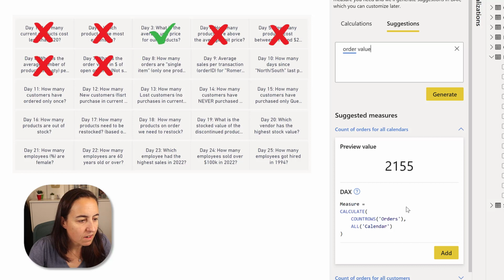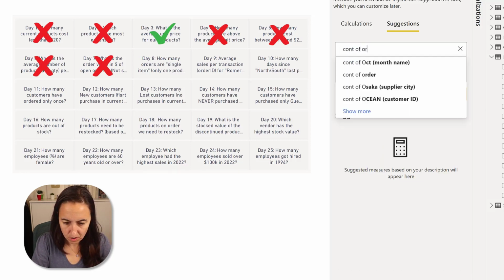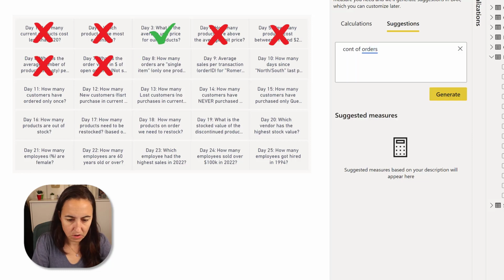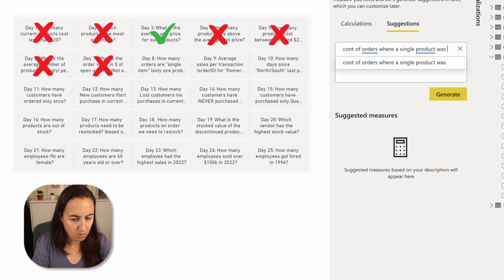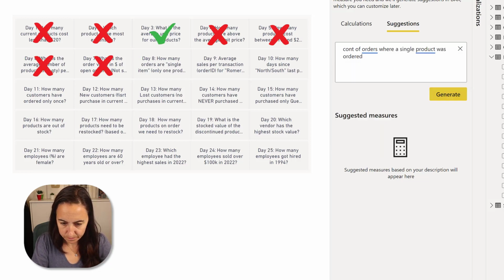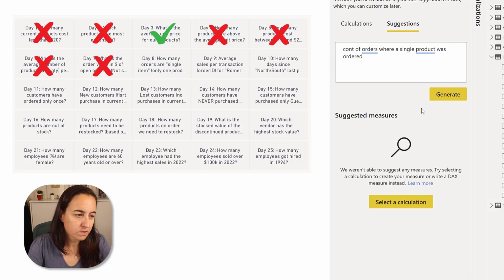How many orders are single item? Only one product order. How many orders? So count of orders where a single product was ordered. No. You see, as we get harder, I don't expect it to do well, but I thought that the easy ones it would get.